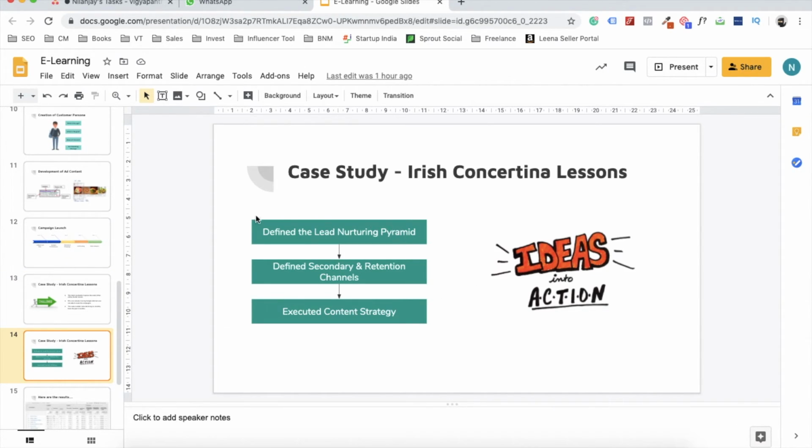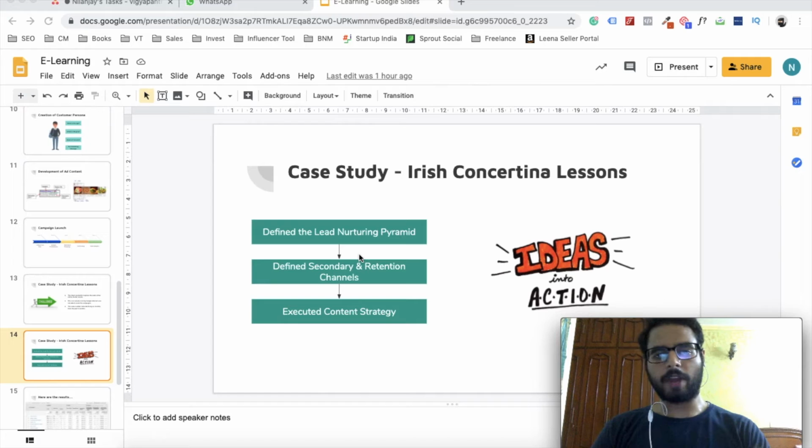I defined the roadmap that I mentioned in the previous slides in three boxes. I defined the lead nurturing pyramid, I defined the secondary retention channels, and I executed the content strategy. The reason in the second box I have only said defined secondary retention channels is because she was already running paid campaigns to attract the primary channels. Her problem was actually not attracting the cold audience, because they were already coming from the campaigns, but to convert the audience who had already visited the website and were not opting for the course, or people who had opted for the course but were not opting for the advanced course or whatever other course she was offering besides the basic course, right? So that's why I mentioned here defined secondary retention channels and then executed the content strategy.